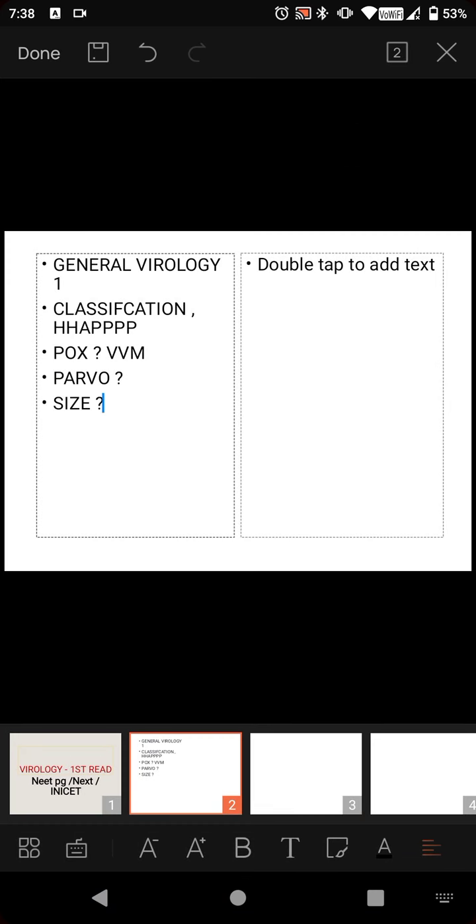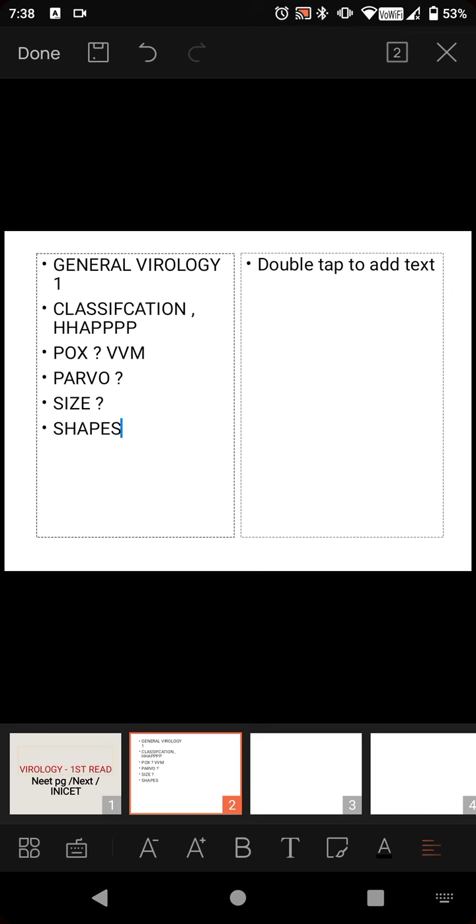Okay, then next, I already said that the largest is the pox, the smallest is the parvovirus, and then coming to the shapes of the virus. So we have studied the size, then to the shapes. So rabies is the bullet, pox is the brick. Okay, pox looks like boxes, so brick.